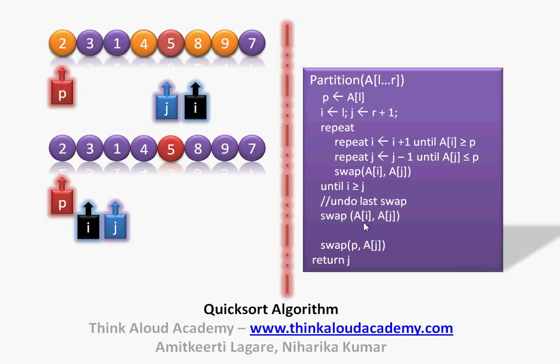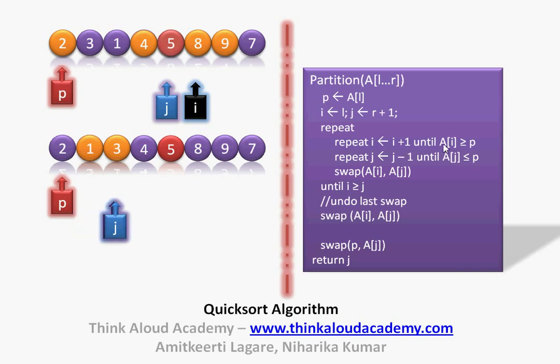So we have stopped for I, we have stopped for J. The next logical step is to swap A of I and A of J. So we swap 3 and 1 and we get 1 and 3. Once we swap, we check whether I has crossed J. Now I has not crossed J yet, so we will again continue in the same repeat until loop, and first we go ahead and increment I.